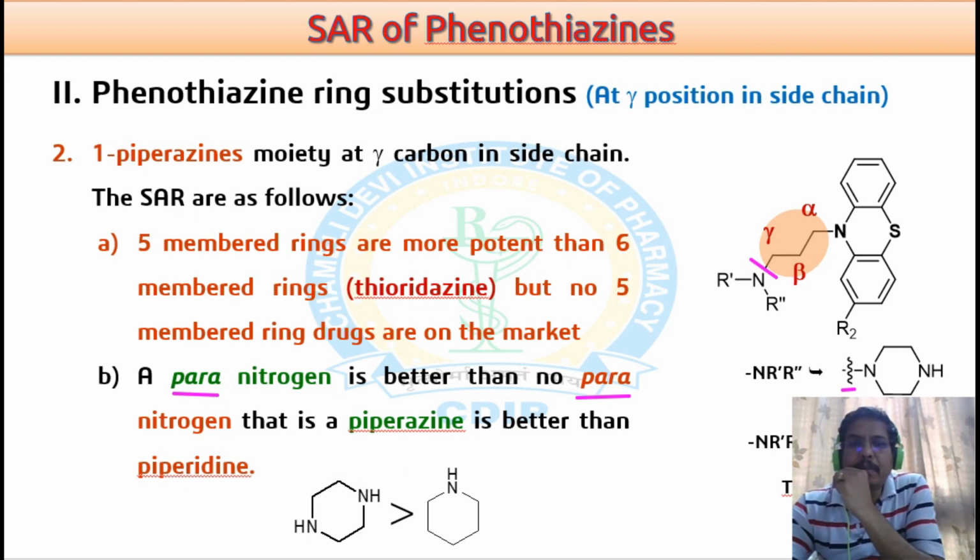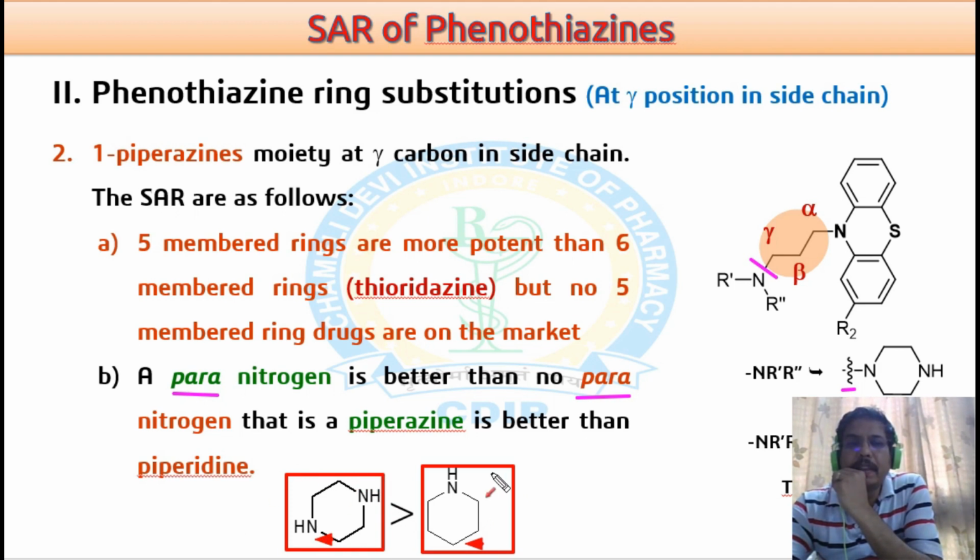Like that, the piperazine is showing better activity over the piperidine, because in piperazine on the 4th place there is a nitrogen, but in this there is no nitrogen. So they show better activity in the case of piperazine, and in the case of piperidine the activity is poor.